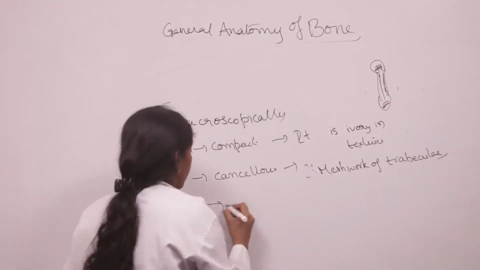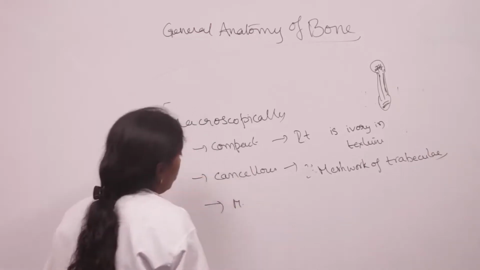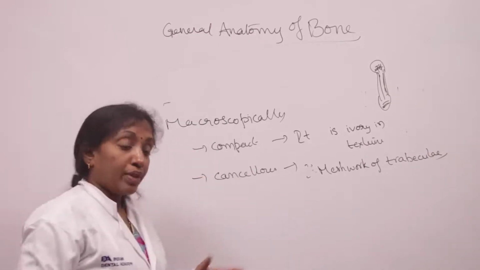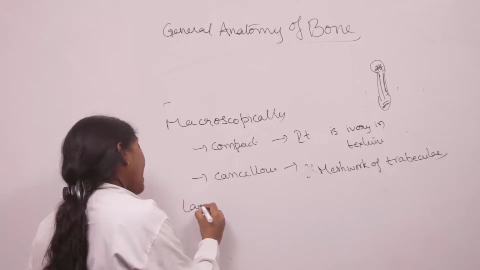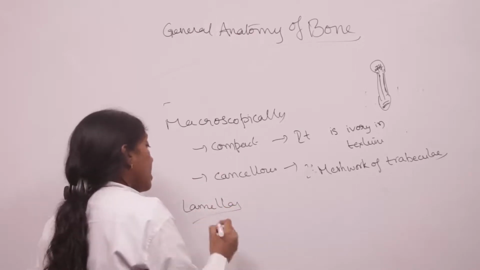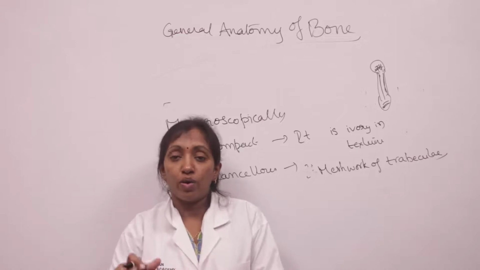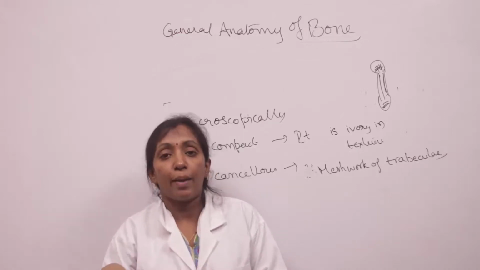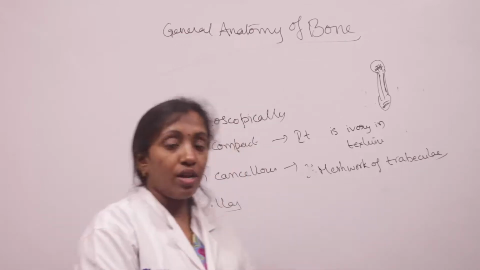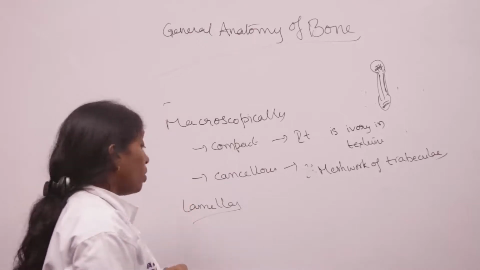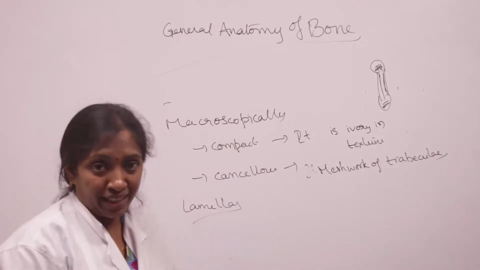Microscopically also, the bone can divide into lamellar bone, whether it is compact or cancellous. Here, piles of lamellae get formed over the bone. Thin plates of lamellae are formed over the bone. That's why it is called lamellar bone. And fibrous bone is seen mainly in children.